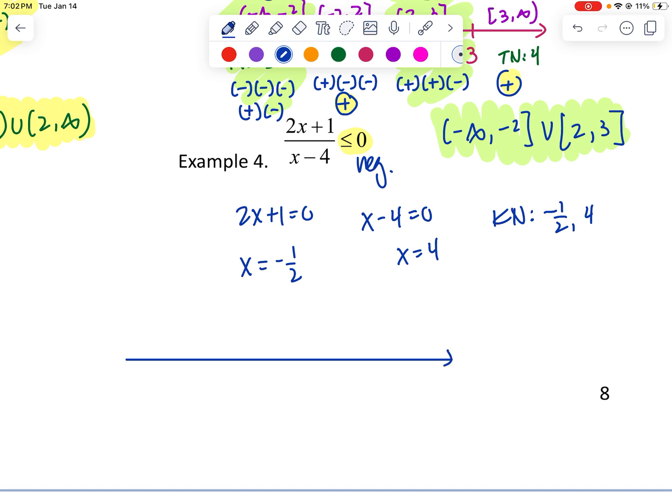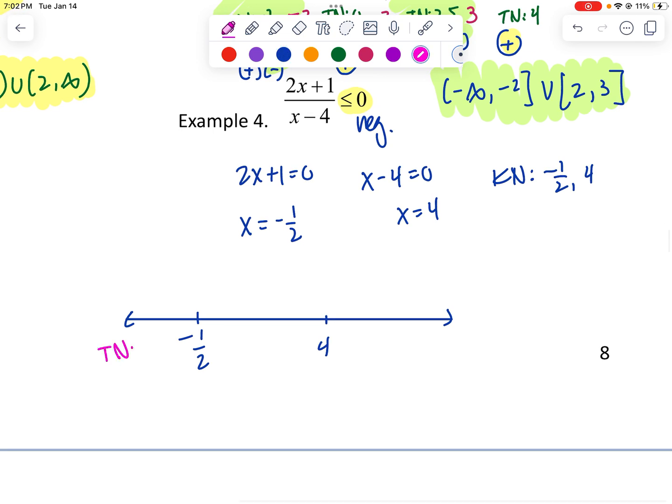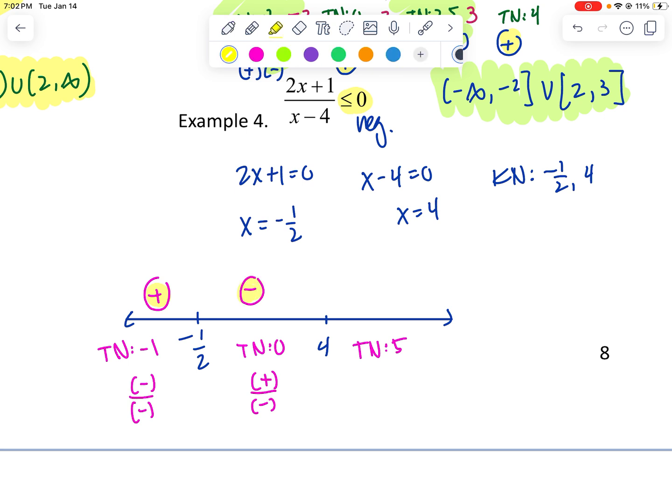So I'm going to go over here. Okay, test numbers. I'm going to do -1, 0, and 5. And this time I'm going to plug it into my original one right here. So -1 times 2 is -2, plus 1 is negative 1. So this is going to be a positive. Then 0: positive, negative, overall is a negative. Cool. Test number 5, overall it should be a positive.